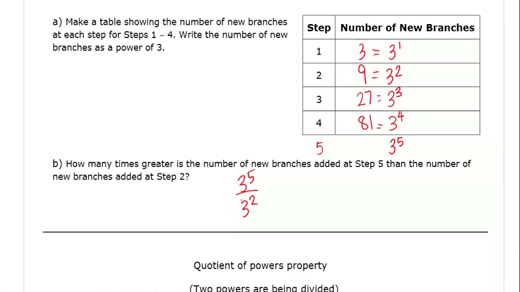And using our rules we just learned, we can subtract our exponents. So that equals 3 to the 3rd. So we can say that at step 5, the number of branches is 27 times greater than at step 2.